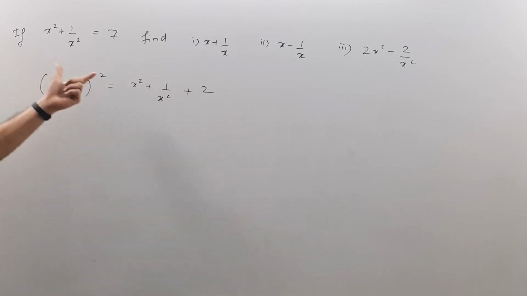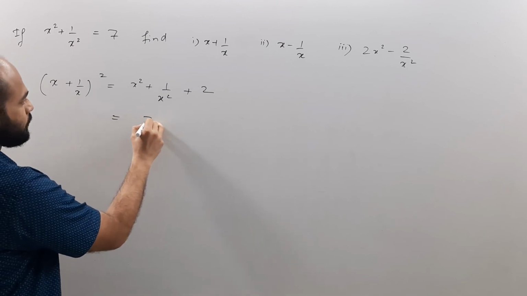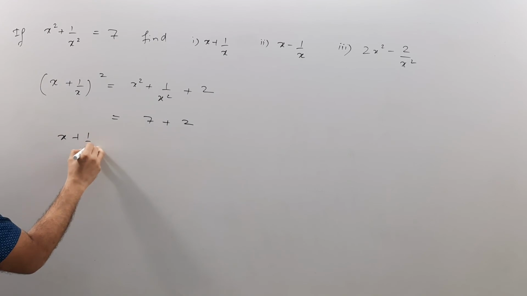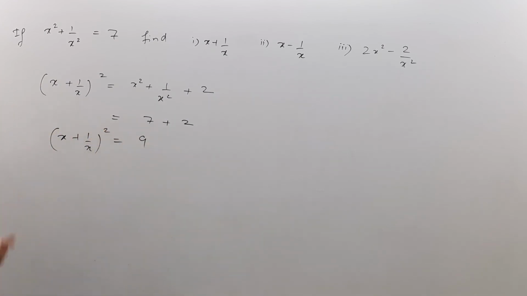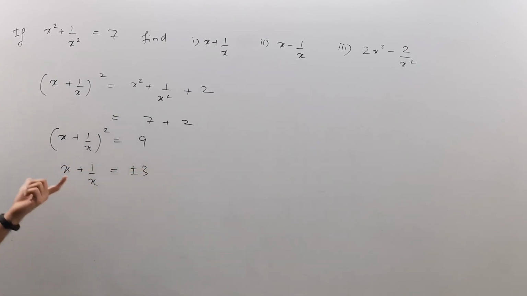Now x square plus 1 by x square, this already is given to us. So let us substitute it. This becomes 7 plus 2, and thus we get the value of this as 9, which means that x plus 1 by x is nothing but plus minus 3. Both the values are possible.